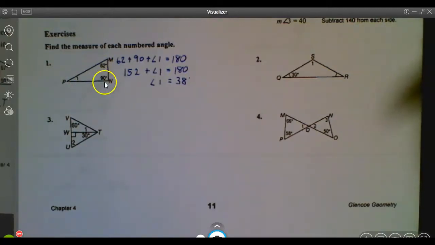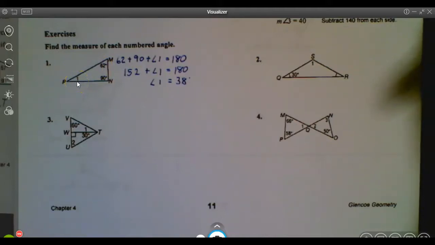Because 90 plus 90 is 180. So again, if this is 90, I know that these two add to 90. So one of the shortcuts that we're going to be doing later on is, instead of looking at all three of them adding to 180, if this is 90, all we have to do is say that this plus this equals 90, and I can figure out my missing angle that way.